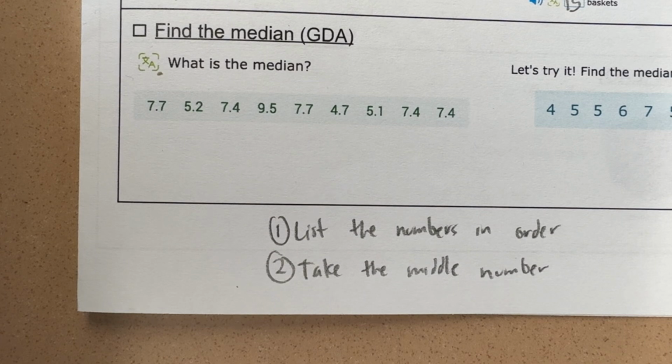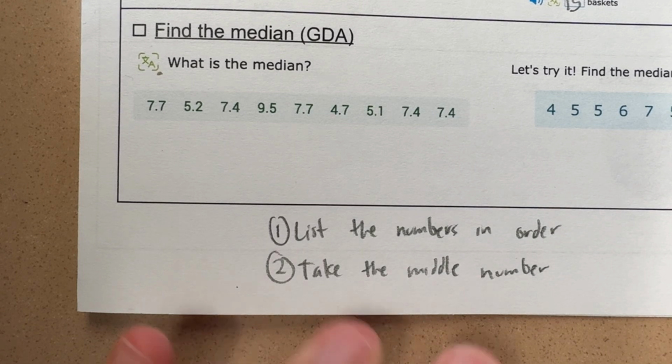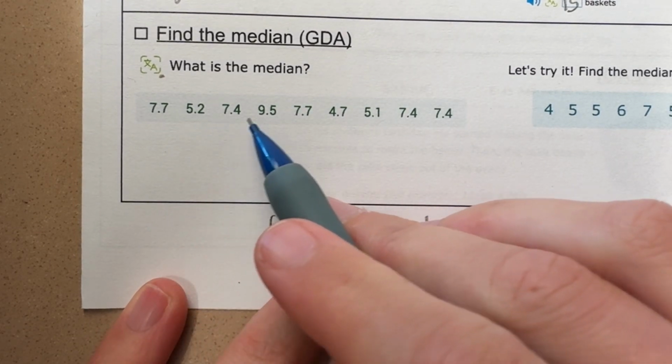That's called the median, okay? So watch what I'm gonna do. This is one of these things where you just have to go slow, and it's kind of annoying and horrible, okay? But I'm looking for the smallest number because I'm listing them in order.